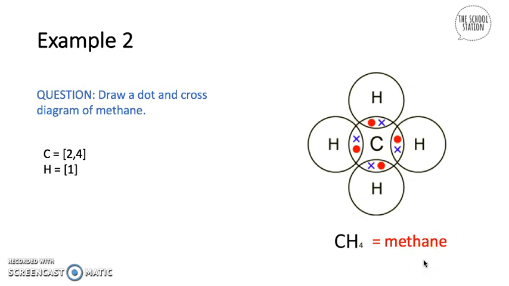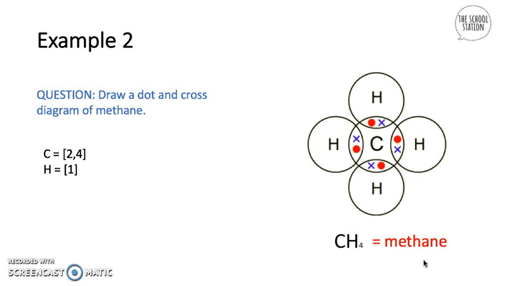So after that, what did I say before? We have to find the electronic configuration of the elements, carbon and hydrogen this time. Carbon has 6 electrons, so carbon's electronic configuration is 2,4. The electronic configuration for hydrogen is 1.